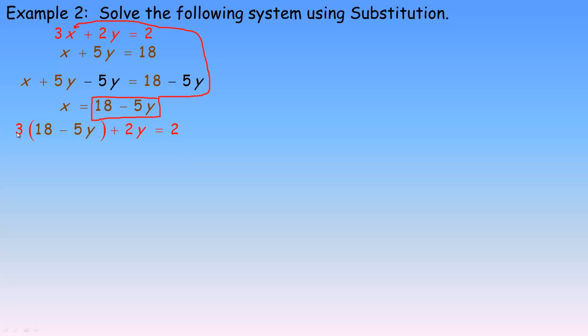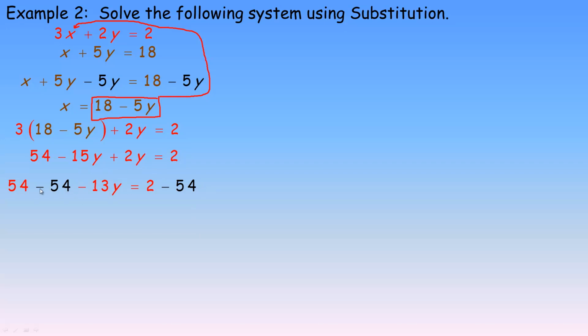So we would distribute the 3 into the brackets. So 3 times 18 is 54. 3 times negative 5y is negative 15y. And then plus the 2y equals 21. Let's collect some like terms. We've got this 54 here, so let's take away 54 from both sides. At the same time, I also collected some like terms, negative 15y and 2y add to a negative 13y.